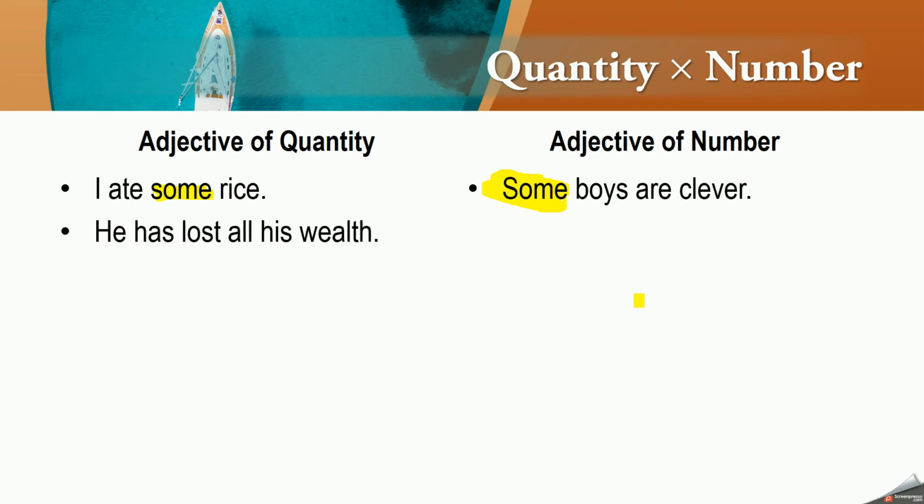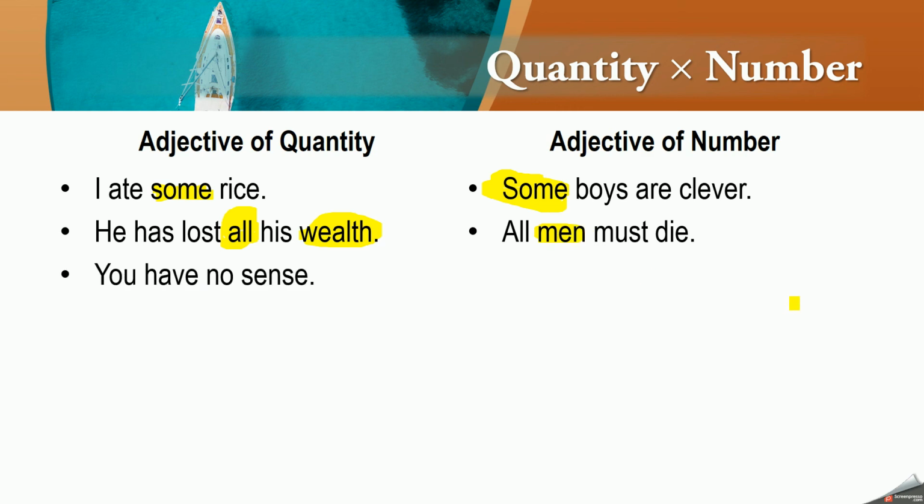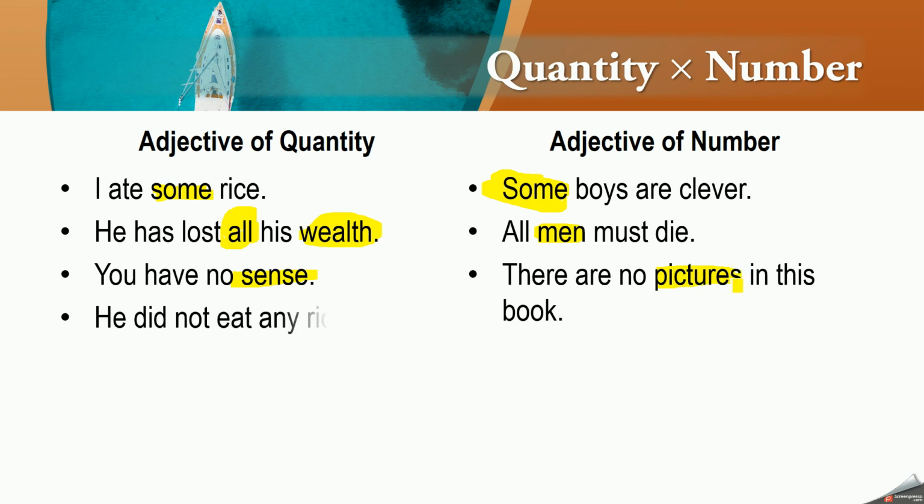Likewise, we have other statements. He has lost all his wealth, all men must die. So all describes the word wealth. Wealth is something which cannot be counted, but men is something which can be counted. You have no sense. Sense cannot be counted. There are no pictures in this book. Pictures can be counted. He did not eat any rice.